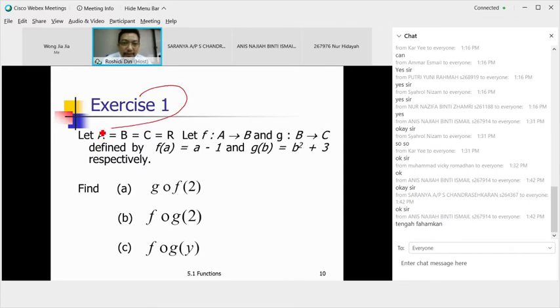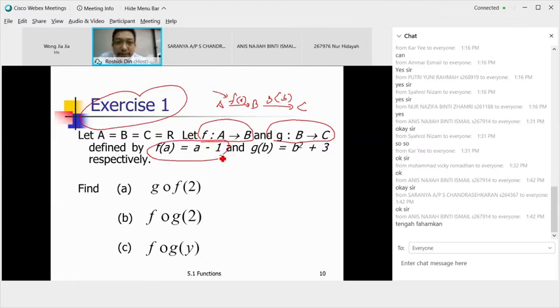Now, given to you this exercise 1. So exercise 1 is given to you, F of A is A mapped to B. G of B is B mapped to C. So we can identify that A is mapped to B, mapped to C. So here we put as F of A. Here we put as G of B. This F of A is represented by this function A minus 1. This G of B is represented by B square plus 3.